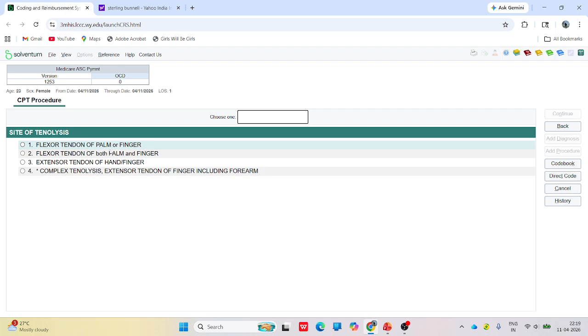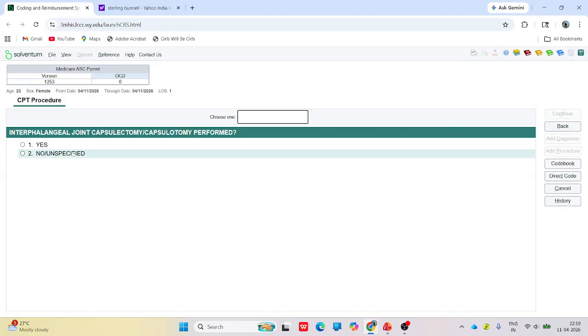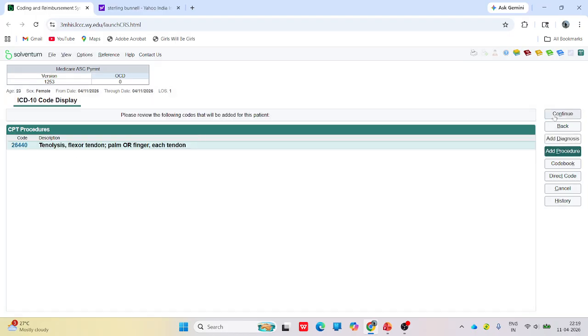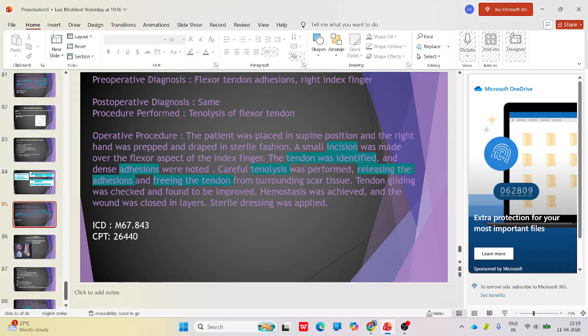So why have we taken finger or palm or finger? Because it's one region. If both regions are present, then we have to take both. But here it is only one. That's why we have taken that one. Okay. So 26440 is a CPT code for the flexor tendon, tenolysis of flexor tendon.